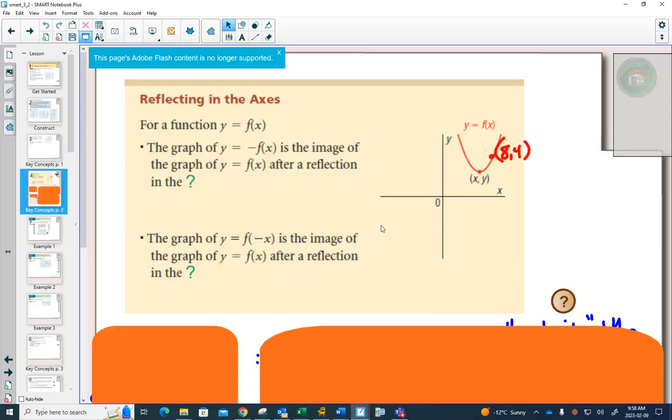And what we're going to learn about today is what does a negative do to a graph? And you've seen that a little bit already, because remember you had an x squared graph? What did a negative x squared graph do? It flipped it down. So you've seen that flipping.